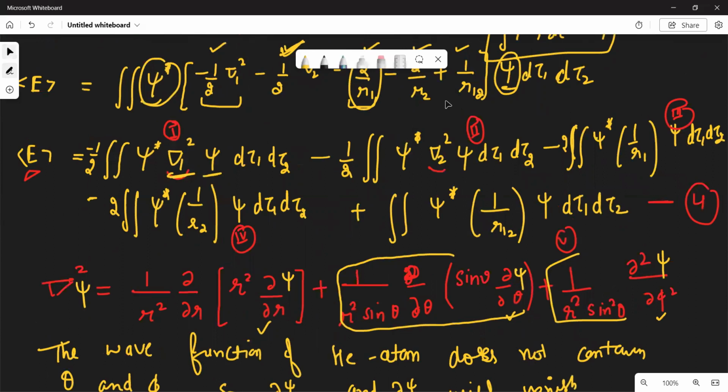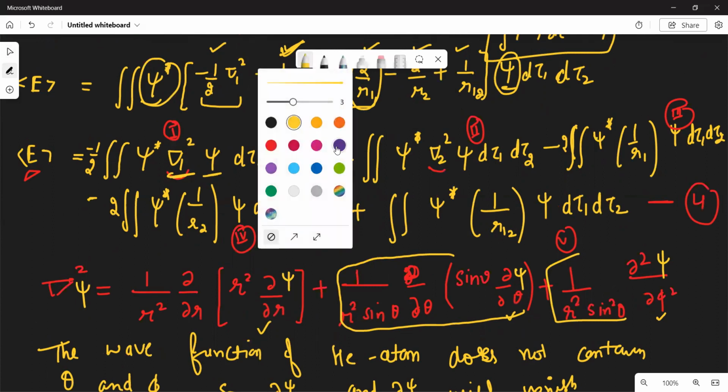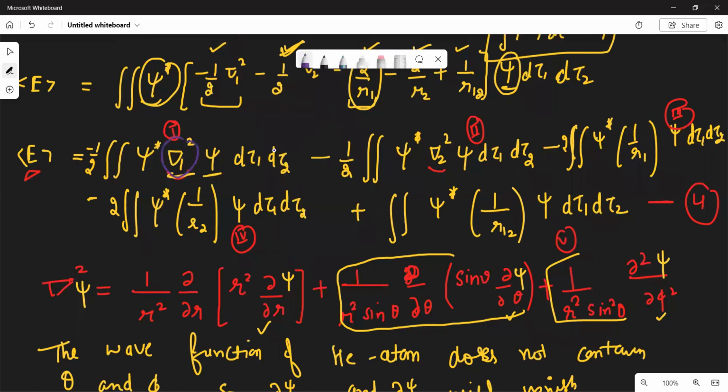One thing more, you can see the expressions for integration 1 and integration 2. The expression is the same, the only difference is here we have del 1 and here we have del 2. But when you solve integration 1 and when you solve integration 2, you will get the same result. So there is no need to solve integration 2. We will solve only part 1, because the result of part 1 is similar to part 2.